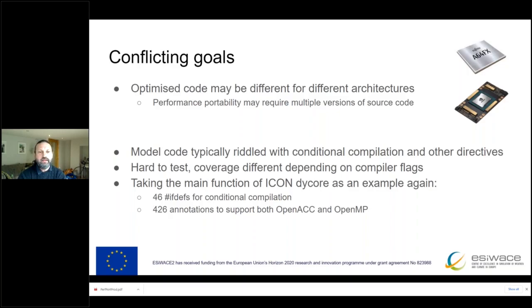And again, if we take a look at the main function of ICON, but apologies, I'm not bashing ICON here. It's a very good model, but just an example of choices made. Inside that inner part of the code, there are 46 if-defs, conditional compilation, and over 400 annotations to support OpenACC and OpenMP. Of course, that hinders development.